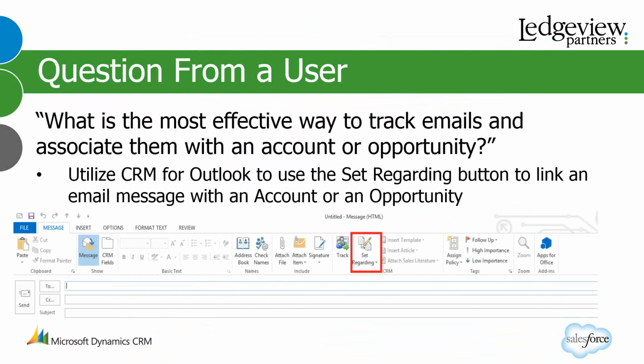One of our users asked, what is the most effective way to track emails and associate them with an account or opportunity? The key to this question is associating them with an account or opportunity. By utilizing CRM for Outlook, you can use the Set Regarding button to link an email message with an account or opportunity record. As you can see here, simply from a new message or from an existing message, you can click on the Set Regarding button, and this will set that association to the account or opportunity.